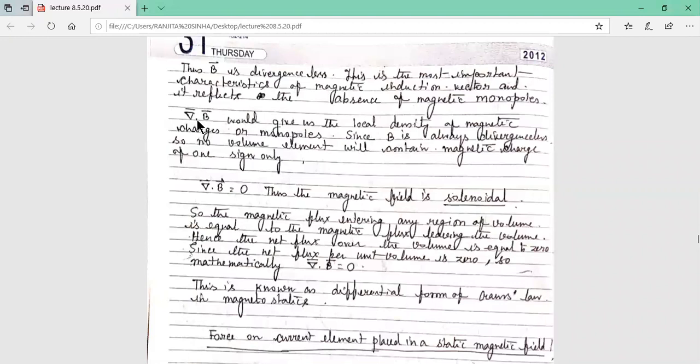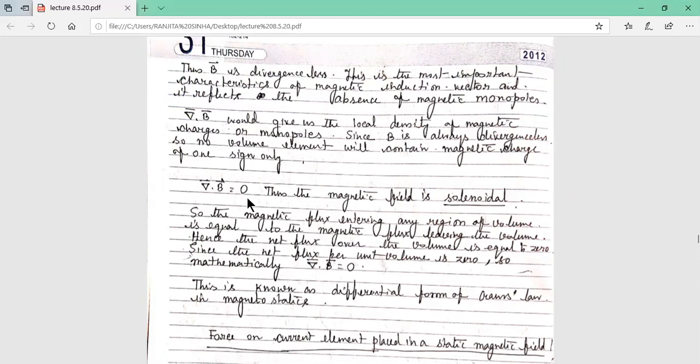This is the second Maxwell equation: divergence of B equal to 0. We have proved that divergence of B equal to 0 would give the local density of magnetic charges or monopoles. Since B is always divergenceless, no volume element will contain magnetic charge of one sign only.